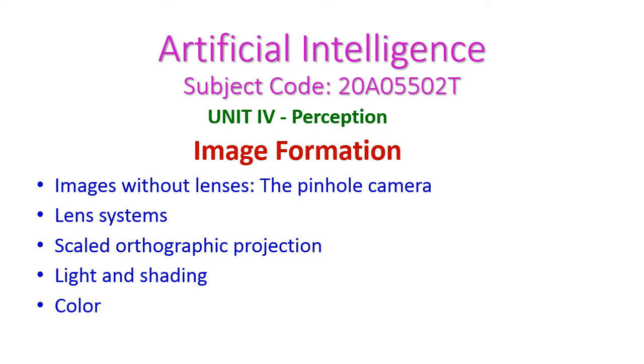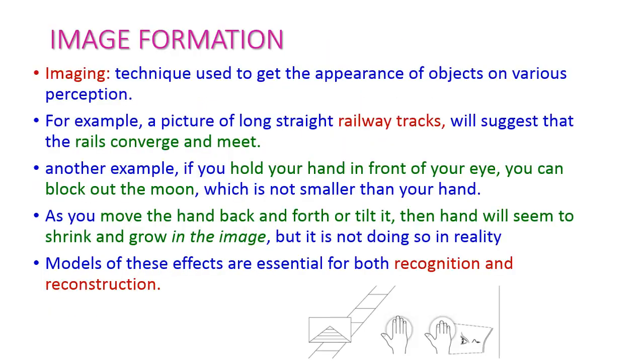In this artificial intelligence class, we will see image formation, which is the next topic of perception from the 4th unit. Under this class, we will see the image without lens, that is the pinhole camera, lens system, scaled orthographic projection, light and shading, and color. So this is somewhat interesting when compared to all other topics in artificial intelligence. Let us see all those topics one by one.